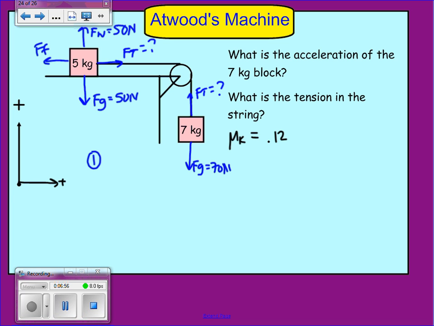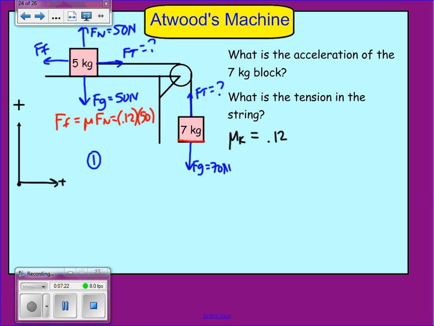Okay, so we have everything solved for except for force tension, which is what we'll do in the second part. But force friction, we need to figure out what that is. What is the friction force that it would be experiencing? Well, the friction force is going to be mu times the force normal. And so that's 0.12 times the normal, which is 50, because the friction's acting on the 5 kilogram block. It's not acting on the whole thing, because 7 kilograms doesn't experience friction.